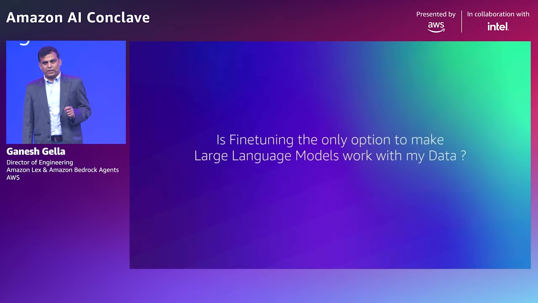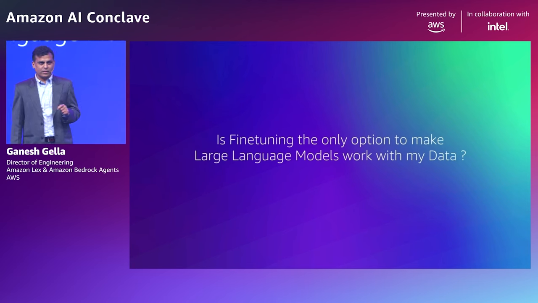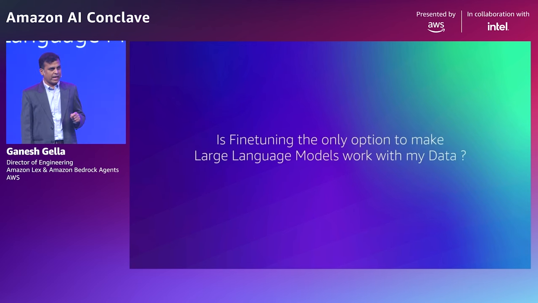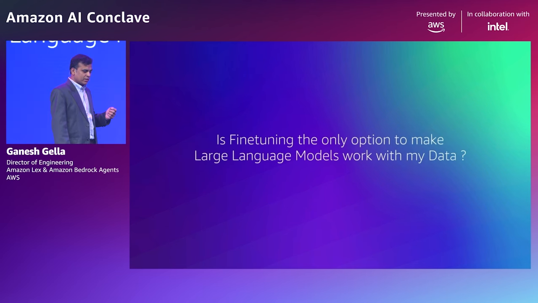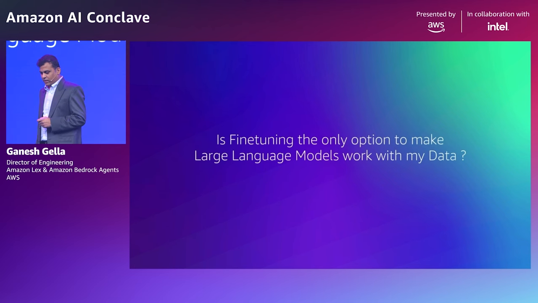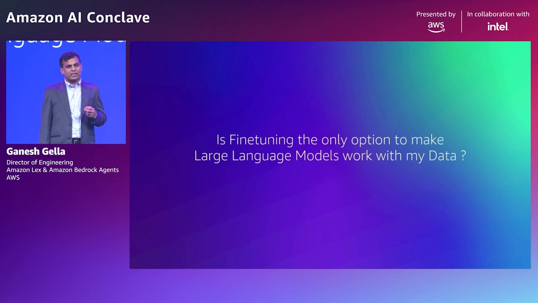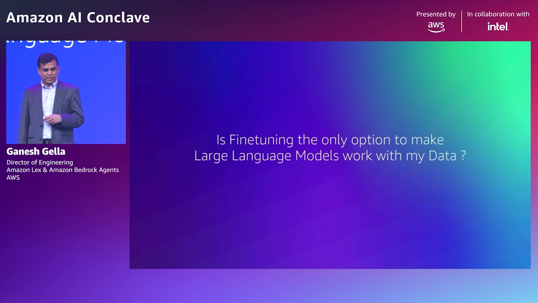So previously, we discussed fine-tuning to adapt the large language model for your organizational task, right? But is fine-tuning the only approach to adapt these large language models? There is a technique called RAG, Retrieval Augmented Generation, that helps you bring up-to-date information of your organization and make the LLM respond based on the up-to-date data.